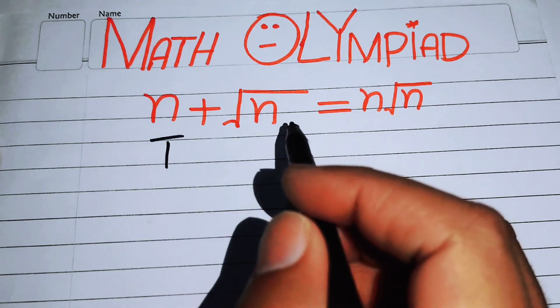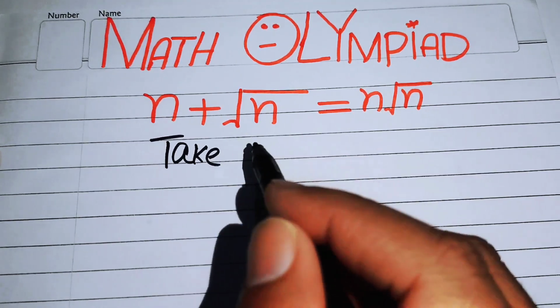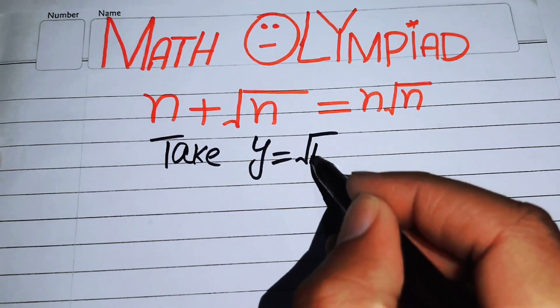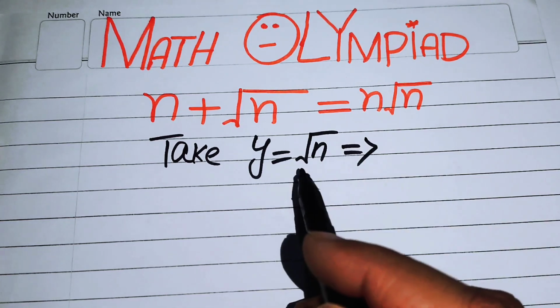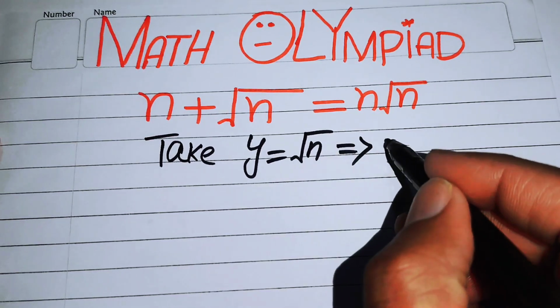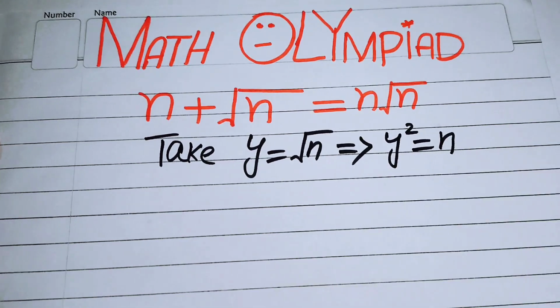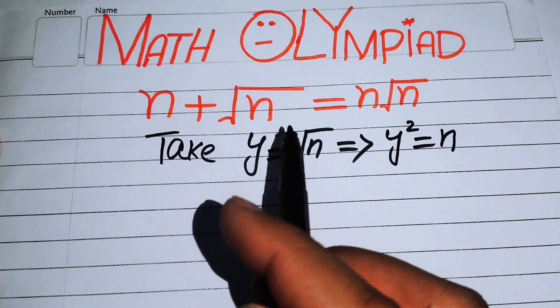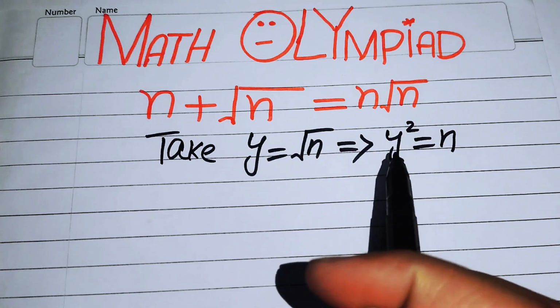So the very first thing we are going to do is change this equation into a simplified form, so we take y equals square root of n. This implies that if you take the square on both sides, you obtain y squared equals n. So we put these two values in the above equation: we put y for the square root of n and y squared for n.